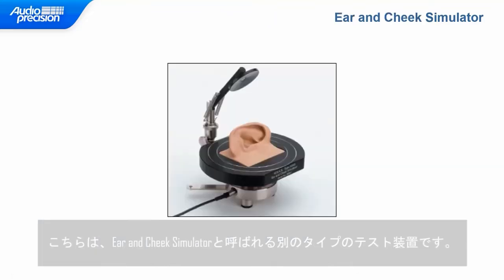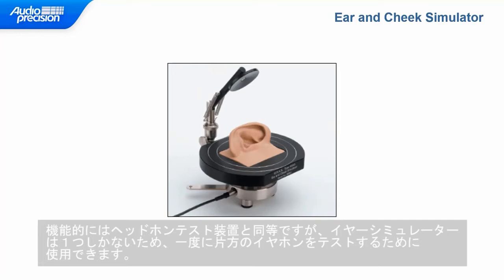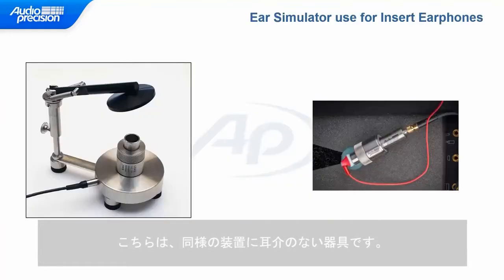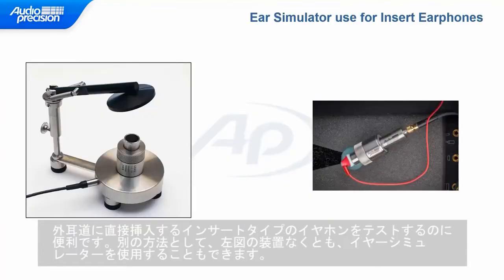Here is another type of test fixture called an ear and cheek simulator. It's functionally equivalent to the headphone test fixture, but only has one ear simulator, so it can be used to test one earphone at a time. Here's a similar fixture without the anatomically shaped pinna. This is useful for testing insert-type earphones that get inserted directly into the ear canal. As an alternative, you can also use the ear simulator without the fixture on the left.